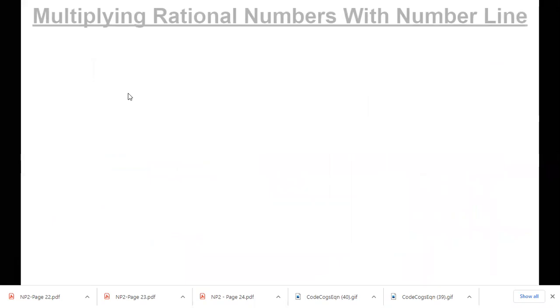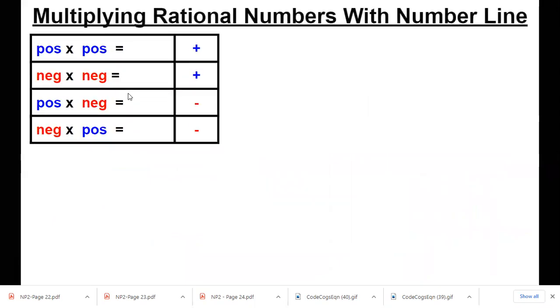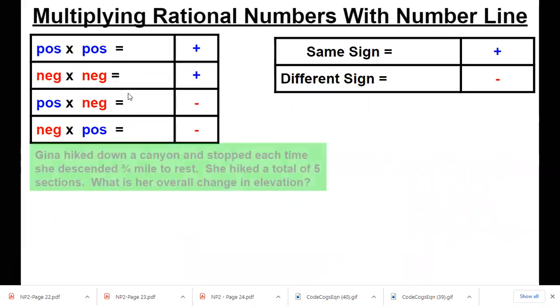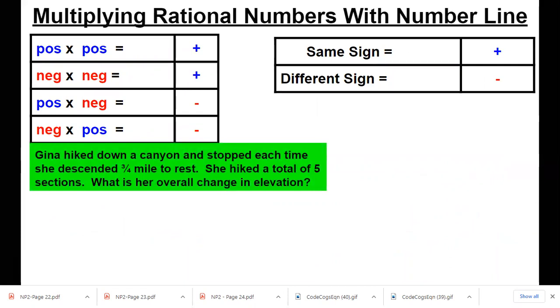Looking at another one, same rules. Gina hiked down a canyon and stopped each time, period. She descended 3/4 of a mile to rest. She hiked a total of 5 sections. What is her overall change in elevation?